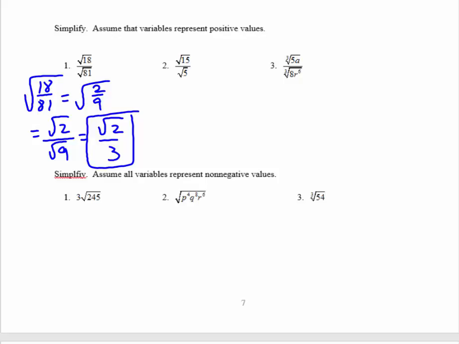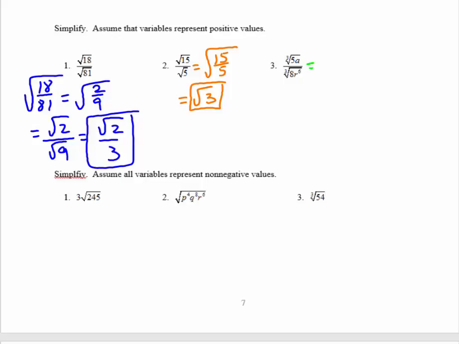Number 2, the square root of 15 over the square root of 5. Separated, there's nothing we can do, but if we put them together, we get the square root of 15 divided by 5. And 15 divided by 5 is 3, so we end up with the square root of 3. So keep asking yourself that question. If there's multiple radicals with the same index, put them underneath the same one to see if you can simplify.